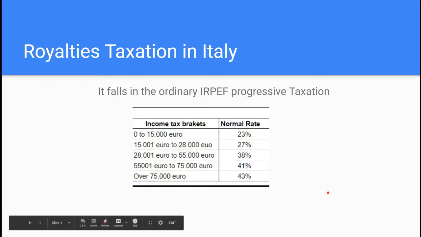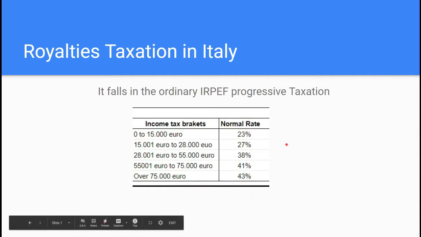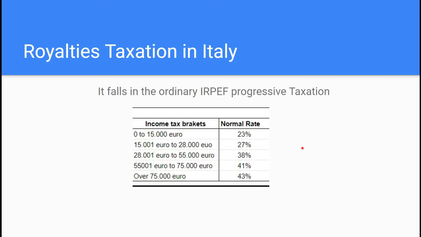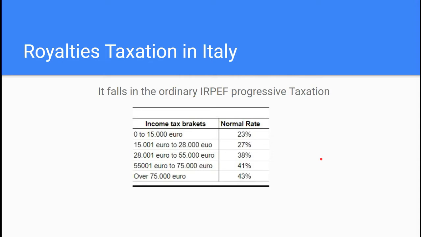Royalties in Italy fall under the ordinary IRPEF progressive taxation, as we see in here, and it starts from 23% up to 43% based on your income. Of course, the royalties will automatically be added to your existing income if you have a certain income in Italy. For example, if you're an employee, you have a certain income that falls in IRPEF taxation, and then royalties will be added to it. But we have a specific difference for this kind of income.